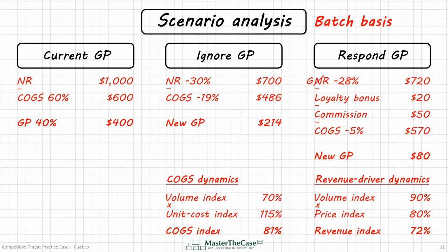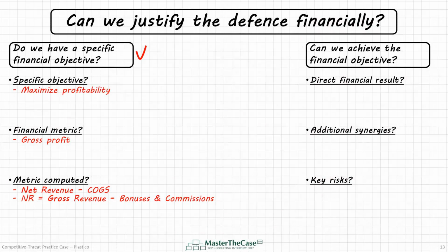Let's now step back and review our results. Interesting. The ignore scenario gross profit is actually higher than that in the respond outcome, disproving my working hypothesis to respond to the threat. Therefore, we should ignore the new entrant. Let's note our learnings and analyze the remaining sub-issues. So the direct financial result is that ignore maximizes gross profit at $214 per batch.